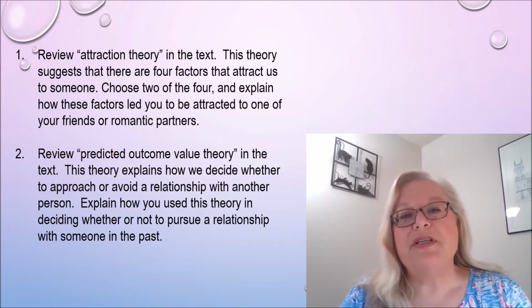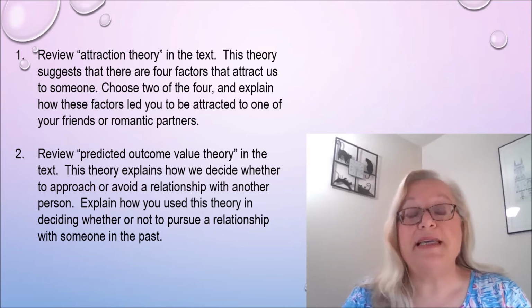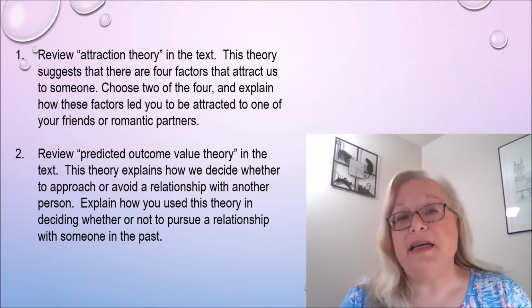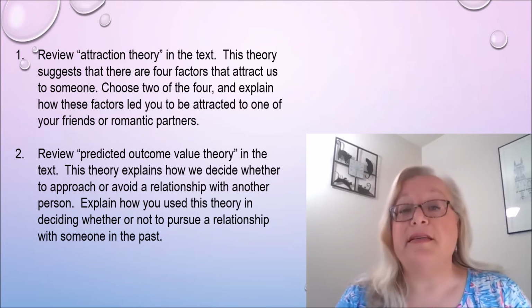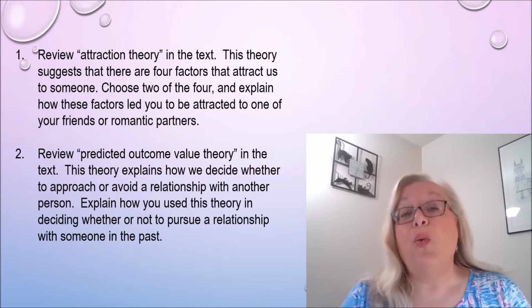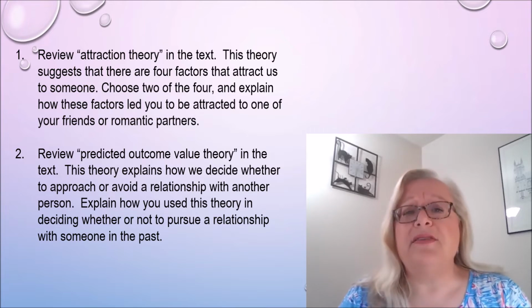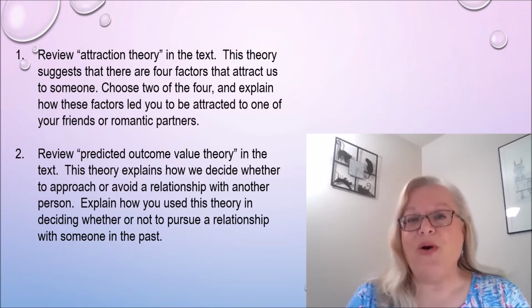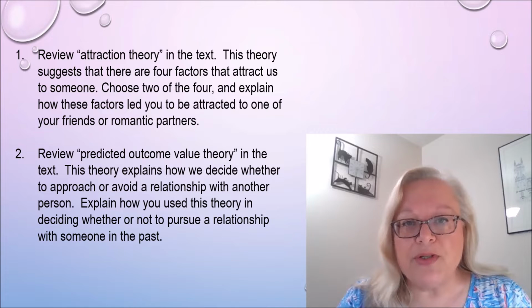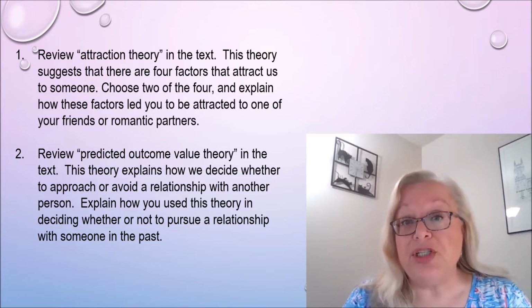Recall that this chapter is about how relationships come together. So, how do we identify someone who's a potential friend or a romantic interest? What draws us to that person? How do we weigh the pros and cons of a relationship in our minds? Why would we approach or withdraw or recoil from a particular person who might be offering us a relationship?